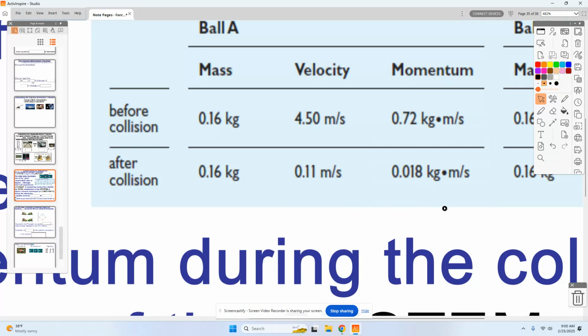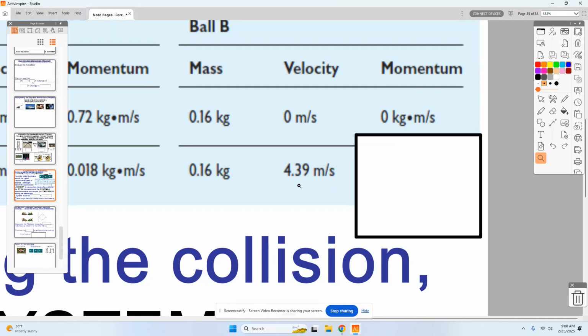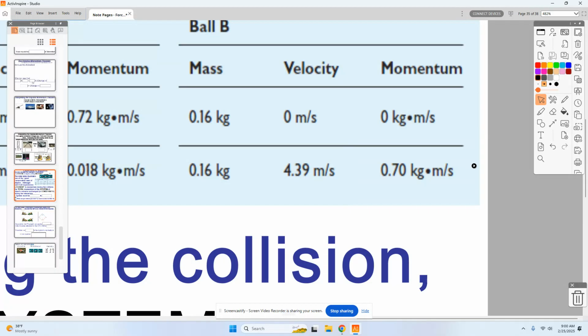It became smaller by about 0.7 kilogram meters per second. It was 0.72, now it's about 0.02. So it decreased its momentum by about 0.7. Now, if I look at the 3 ball, I notice that it was at rest and now it's moving at that speed afterwards. If I look at its momentum, it's about 0.7. And the idea there is that the total momentum of the system stayed the same.